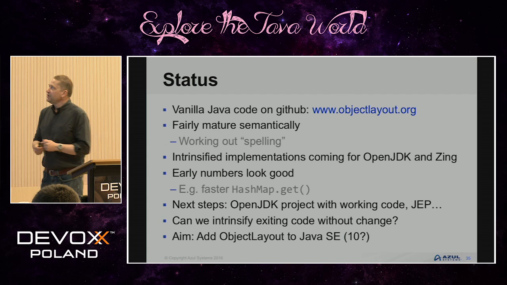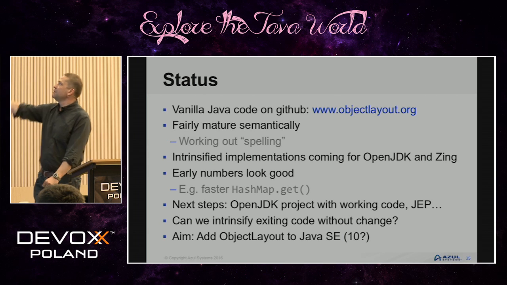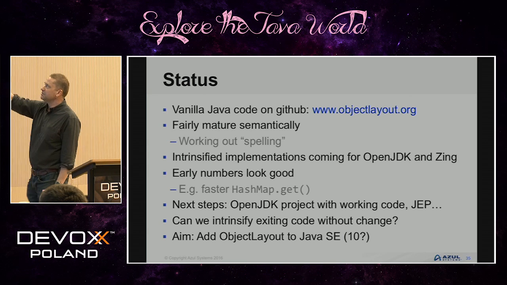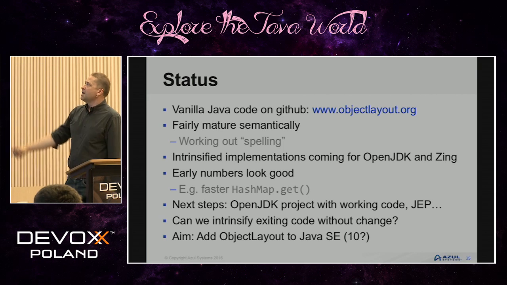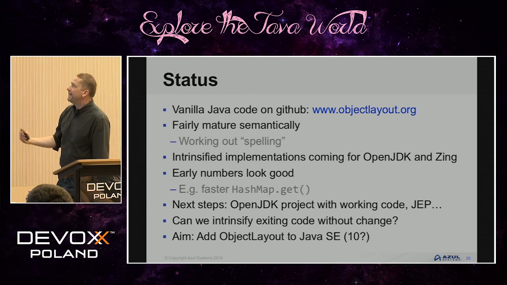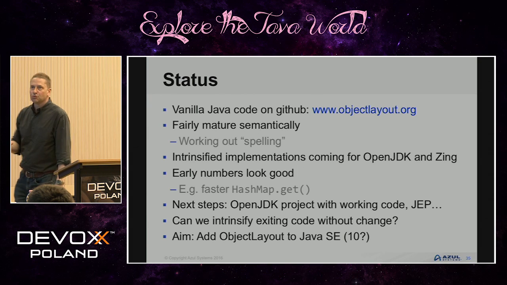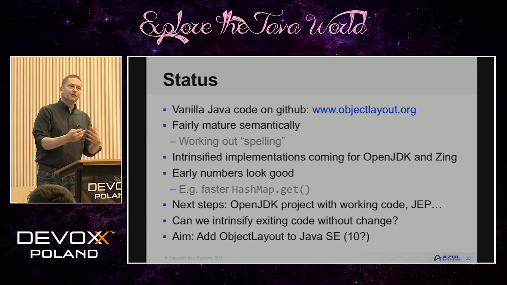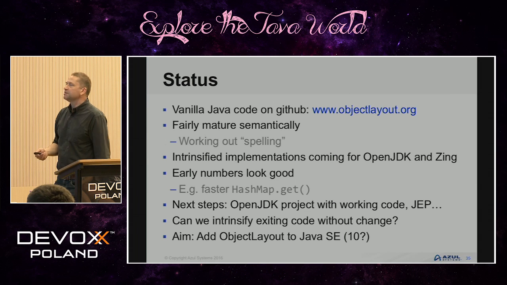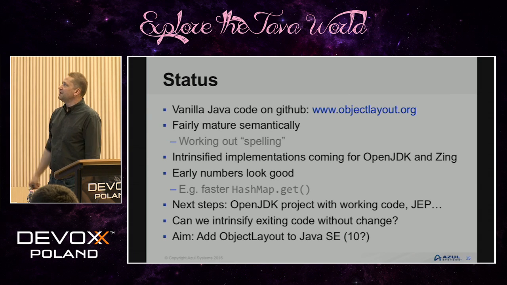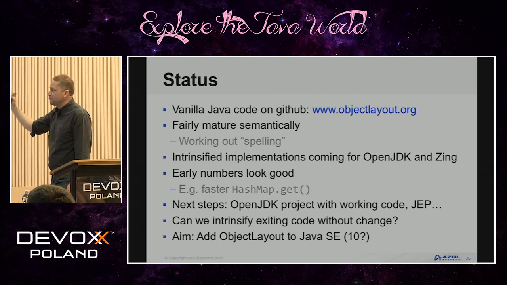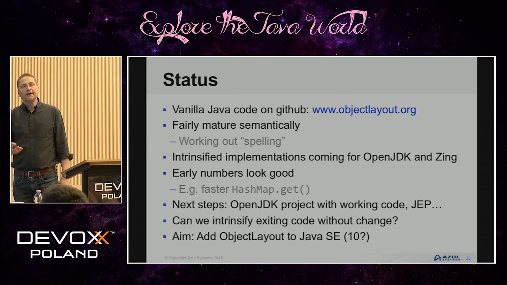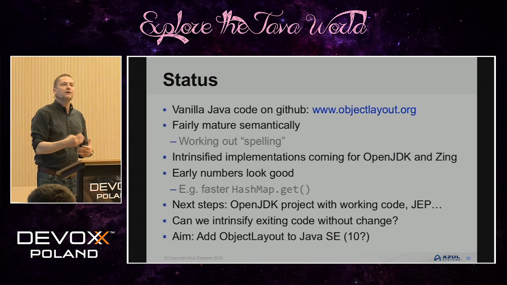From a status point of view, we have code up on GitHub. There's a link from ObjectLayout.org, which you can follow to find the code for this. It is fairly mature semantically. Gil likes to say he's still trying to work out the spelling. So some of the names of these things might change a little bit based on feedback and so on. We've done implementations for Zing. We've done an implementation for OpenJDK. And the kind of numbers that we're getting in terms of performance are looking pretty good.